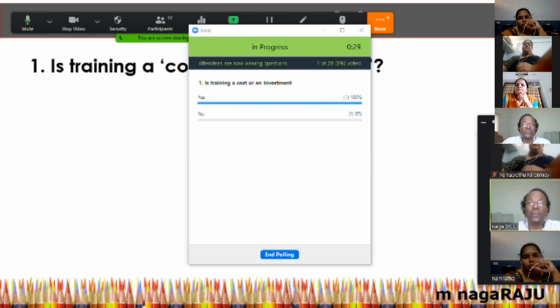Yes or no means which is yes. I think you should have written cost and investment. Okay, maybe yes means investment, no means cost. Good, good, good. I'm happy. Yes is investment. I think once you vote, you cannot take back your vote. Be careful. Yes is investment.